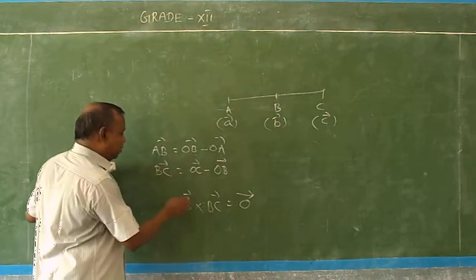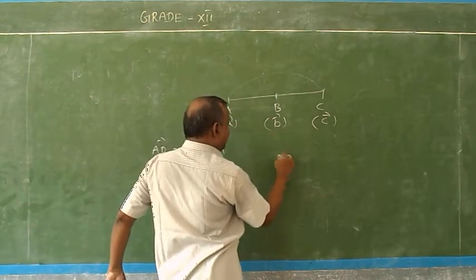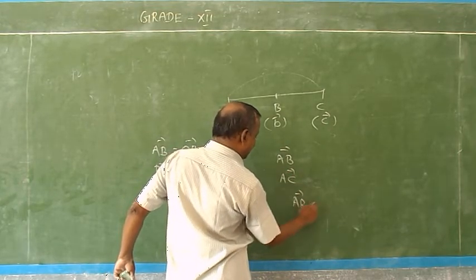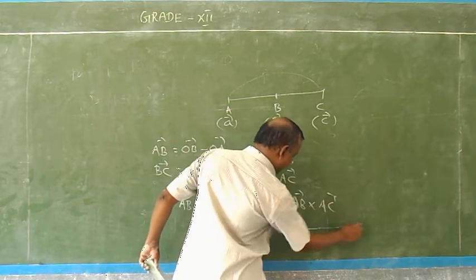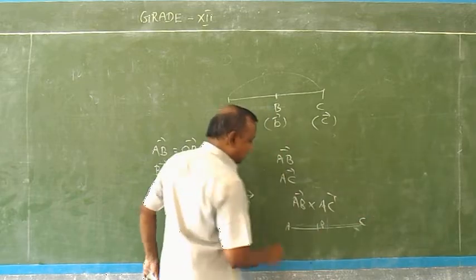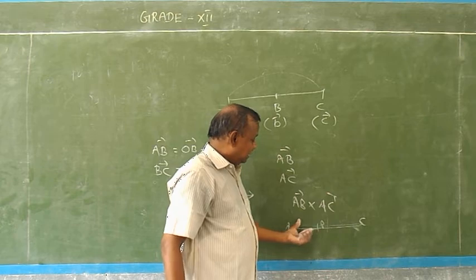Instead of BC, one can find AC also. Find the AB vector and AC vector. Take the cross product between AB vector and AC vector. So we can say AB and AC are parallel. Since A is a common point, AB and AC are parallel, and A is a common point.